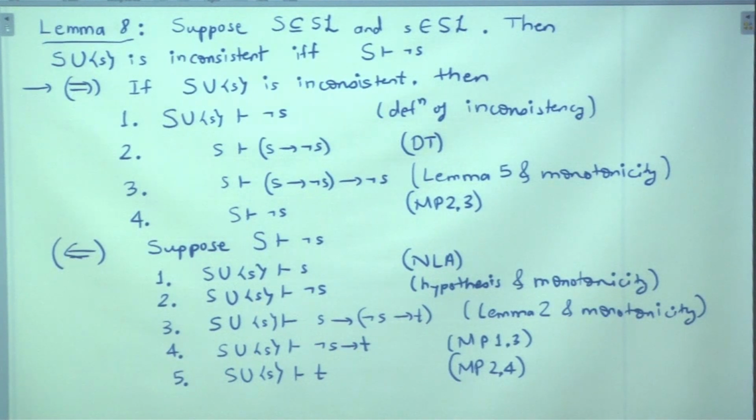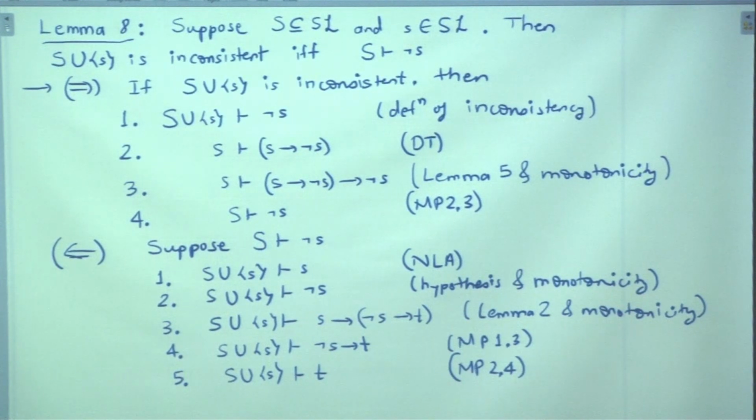You remember that we have shown that little s comma negation s, this two element set, is inconsistent. And using that we proved lemma 2 by applying deduction theorem twice. So lemma 2 and monotonicity will give us line number 3. Okay, so s implies negation s implies t is a deductive consequence of S union singleton s. And then you simply apply modus ponens twice and you get the result. Okay, so whenever you have both small s and negation s, then the process is really easy.